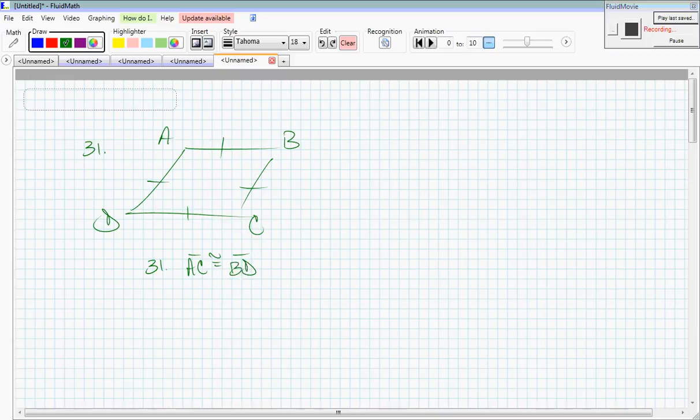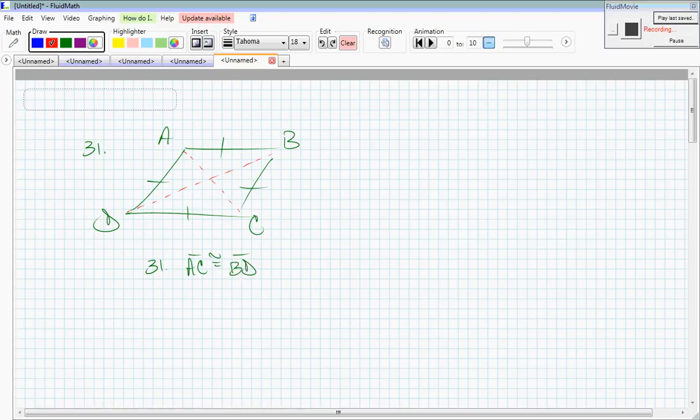As we look at this, AC is a diagonal, and so is BD. Okay, looking at this rhombus, we would have to say that in this particular rhombus, the answer would be no. Diagonals being congruent is not a property of a rhombus unless that rhombus is a square.